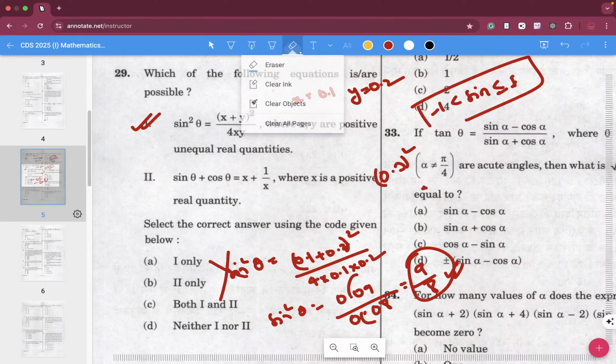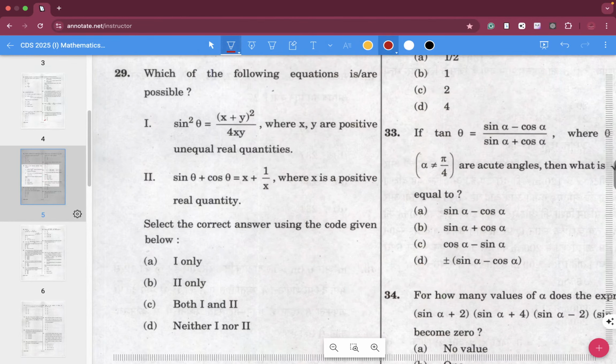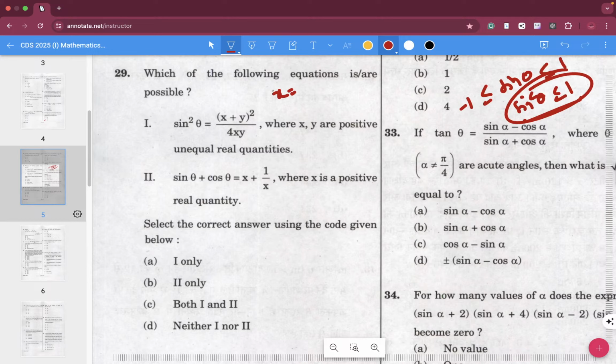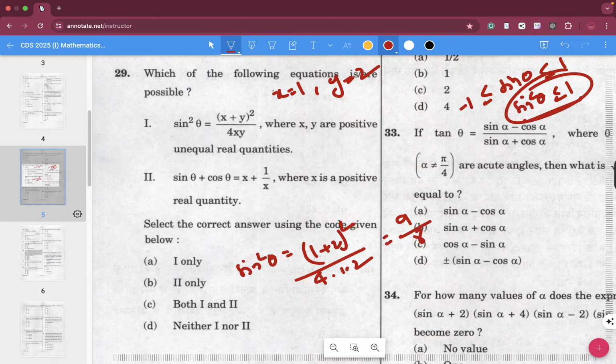So let's just take one more value for that matter over here. I'm taking, you know, one thing, that sin theta has to lie between minus 1 to 1. So sin square value also has to, the maximum value of sin square can be 1 only, isn't it? It cannot be more than that. Now if I am taking x is equal to 1 and y is equal to 2, then sin square theta is equal to 1 plus 2 whole square divided by 4 into 1 into 2, which is 9 divided by 8. Is it possible? This is not possible, right?